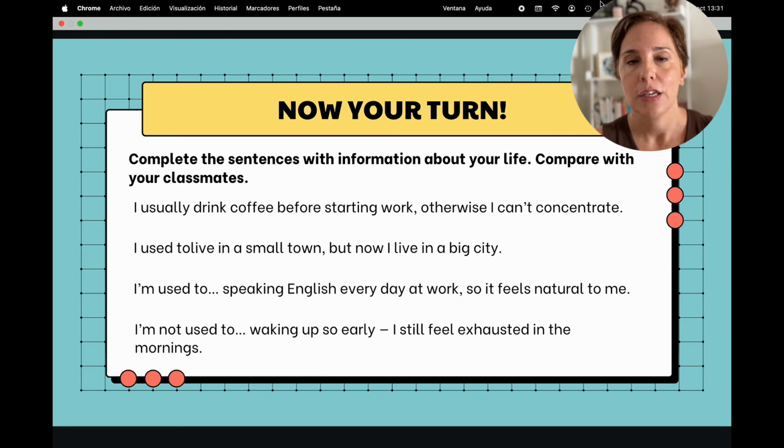Now the second example is I used to live in a small town, but now I live in a big city. So this is the contrast between the past and the present, which is very different, all right?